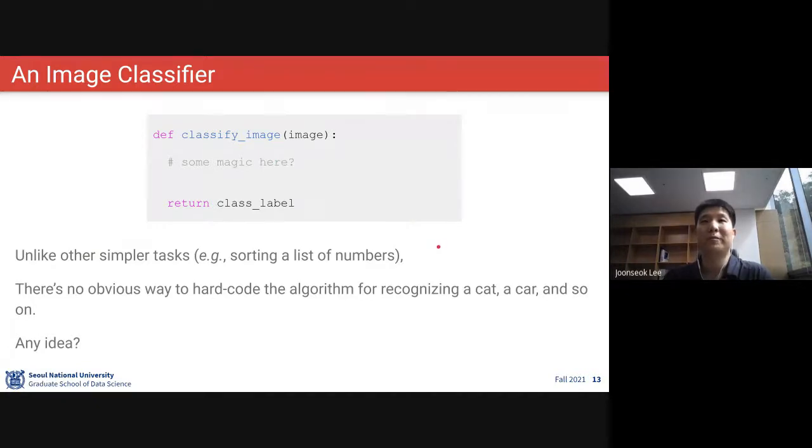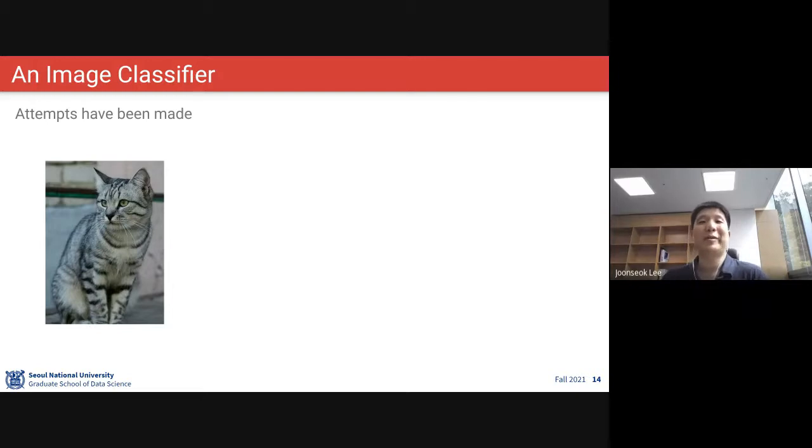Probably you have learned a lot of algorithms in previous data structures or algorithm classes, like sorting a list of numbers. So we know how to do that. And once we learn the algorithm, then we can code it, right? What should we do here? What is the high-level idea? How can we classify whether an image is a cat or a car or something else? Any idea? It's really challenging, right? So people have tried something like this. Given this image, how can we code to classify if this is a cat or not?